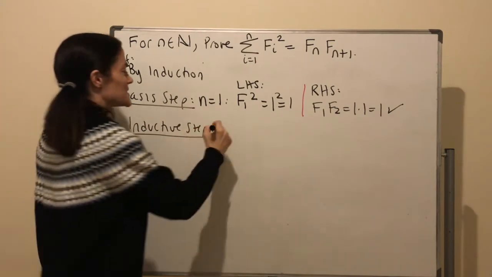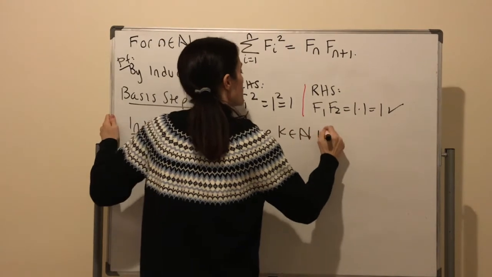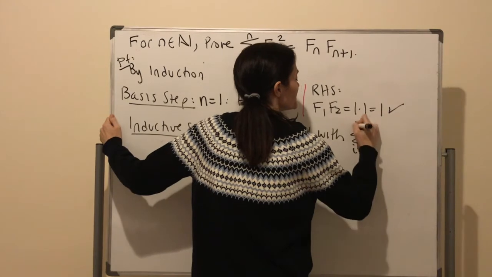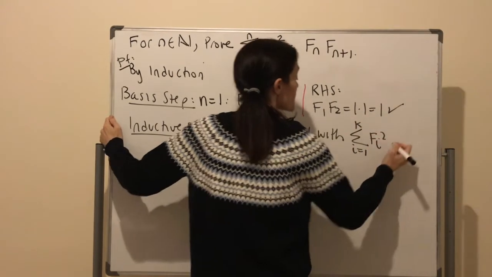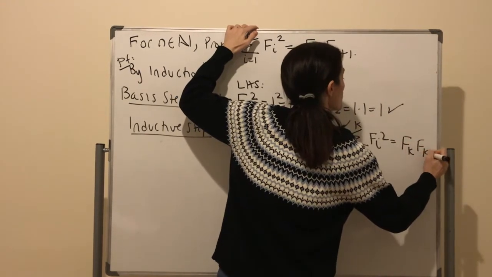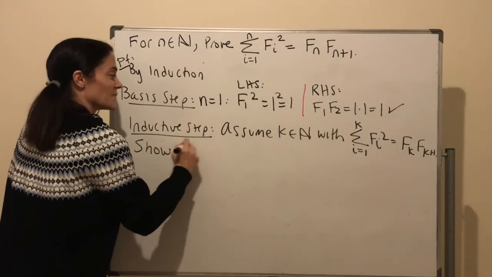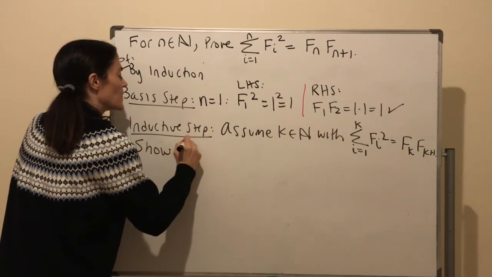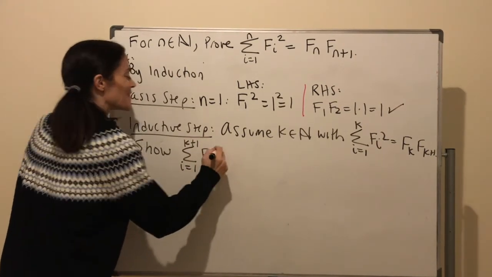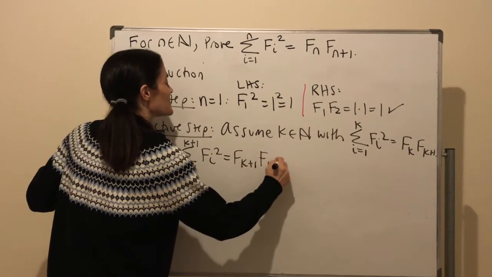Now for the inductive step. Assume we have a natural number k such that if you add the squares of the first k Fibonacci numbers, we get f_k times f_{k+1}. Then we need to show, if we add the first k+1 squares of Fibonacci numbers, this should be f_{k+1} times f_{k+2}.